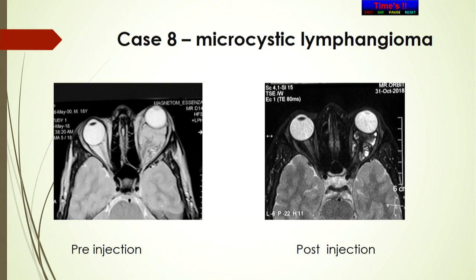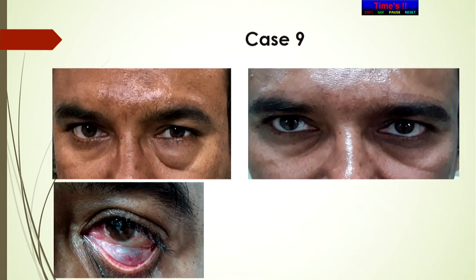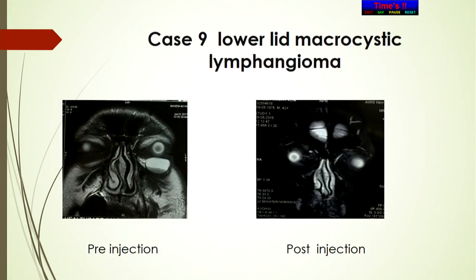Another patient, you can see such a large lesion regressing to just a few minimal pockets later on, and a significant reduction in proptosis. This patient had a cyst in the lower eyelid, a preseptal cyst in the lower eyelid, so it's a little different from the previous cases. And you can see there are fluid levels there, which have now totally resolved.